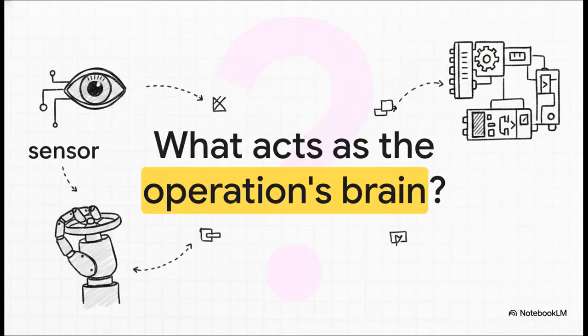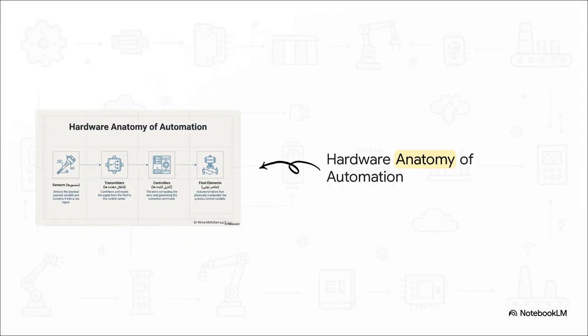So, let me pause here for a quick conceptual question. Think about that measure, decide, act loop we just covered. If the sensors are our eyes and the valves are our hands, what specific piece of industrial hardware acts as the brain of this whole operation? Take a second to think about it. If you guessed the controller, you hit the nail right on the head.